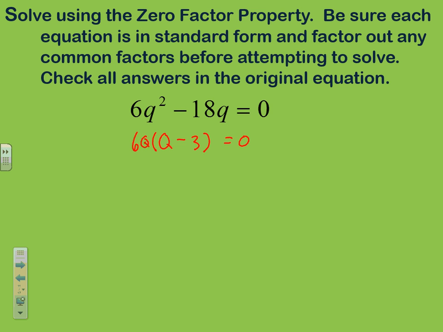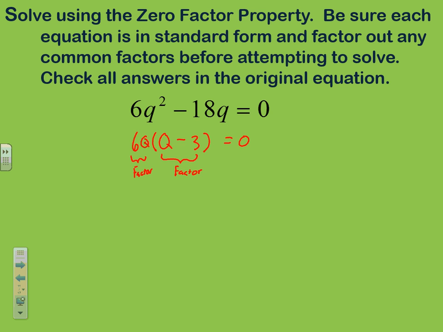Now, again, what I said was a factor is something that is multiplied to something else using the variable. The variable in this case is q, so this 6q, that is a factor. This q minus 3, that's a factor.